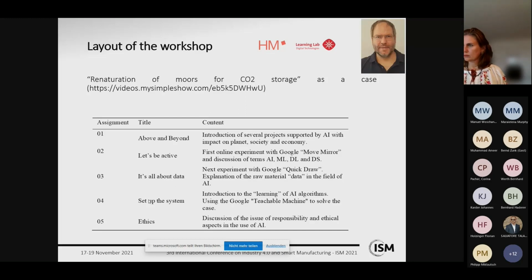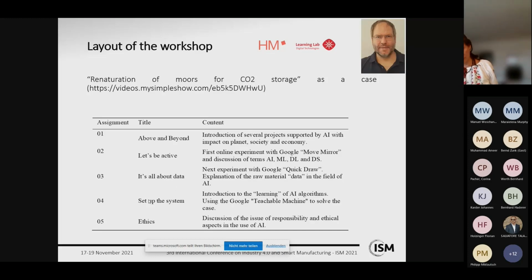Then in the second assignment, they have the first online experiments they are doing. They are using Google, where they can try different algorithms that are used, data science, and so on and so forth. So it already starts that they can do something hands-on here.